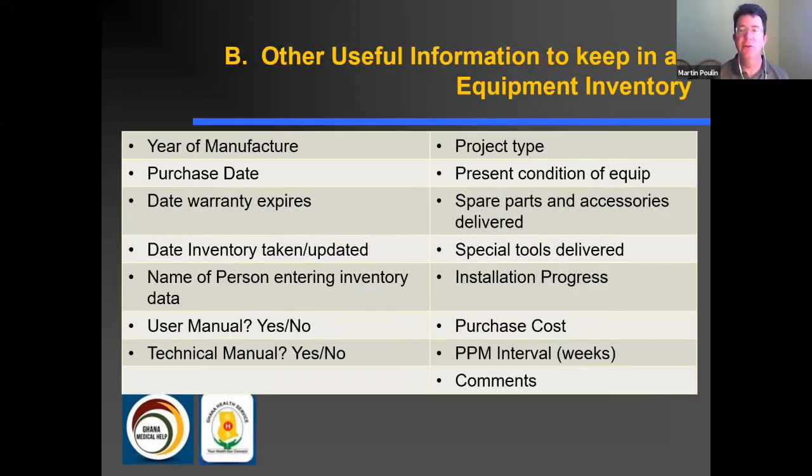Other useful information that you may want to have in your inventory includes the year of manufacture of the device, when you purchased it, when the warranty expires, and what's also useful is when the inventory was actually taken and or updated, and who actually did the updating. It'd be nice to know if you have a user manual or a technical manual, and if it was purchased from a particular project, what the present condition of the equipment is, whether you need any spare parts and accessories and whether they've been delivered, whether it needs any special tools to maintain or do preventive maintenance on the device.